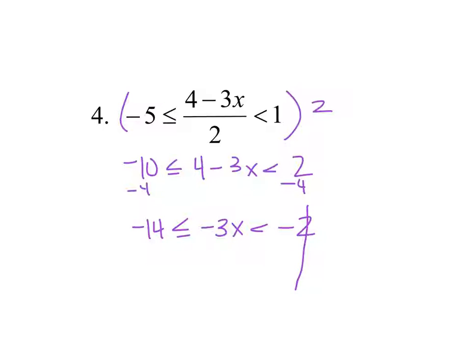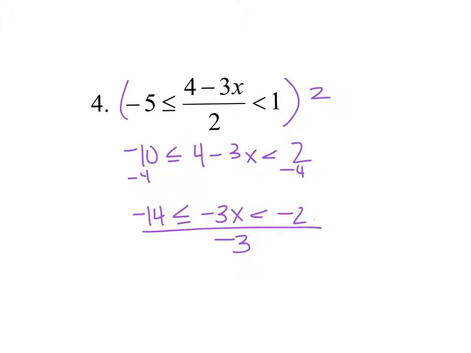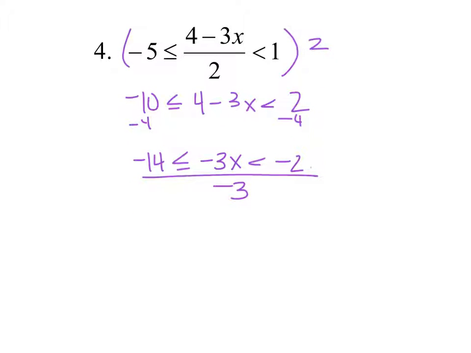Now I'm going to divide everything by negative 3. And when I do that, I have to flip both signs. So it's going to become a positive 14 over 3, and I flip the sign. It becomes a positive 2/3, and I flip the sign. So my answer is 14/3 is greater than or equal to x, which is greater than or equal to 2/3. Now notice right now we're leaving our answers in inequality notation. Like I said, we're going to go over how we would write these answers in interval notation on Monday.